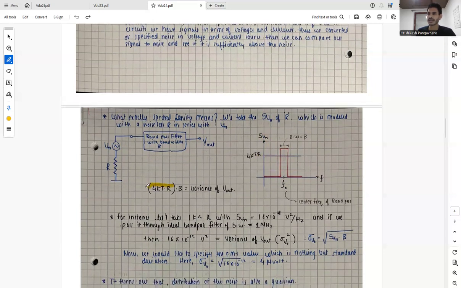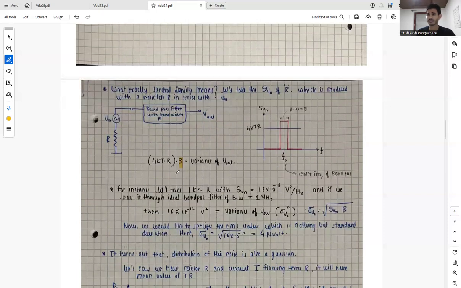And basically the variance for V out can be calculated by SVN times the bandwidth. For instance, let's take a 1 kilo ohm resistor as the value of R, and thus the SVN is 16 into 10 to the power minus 18. And if we pass it through an ideal band pass filter of bandwidth 1 megahertz, then 16 into 10 to the power minus 12 volt square is what our variance comes out to be for our V out.